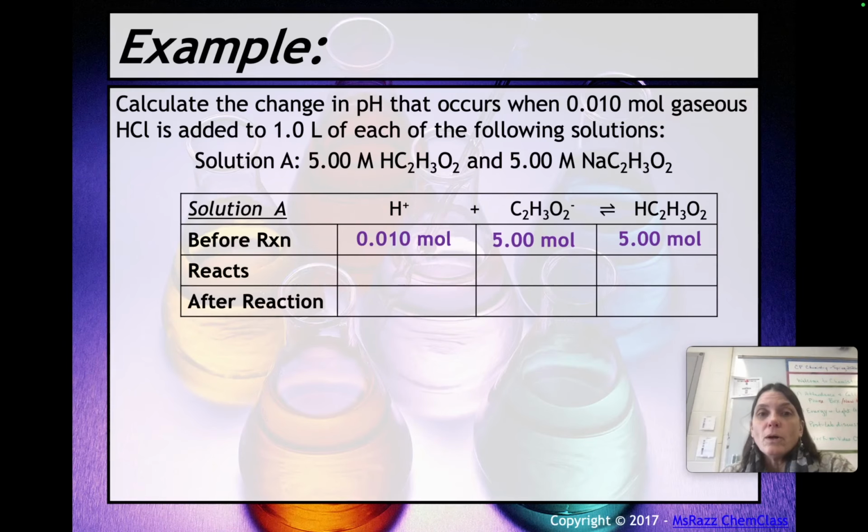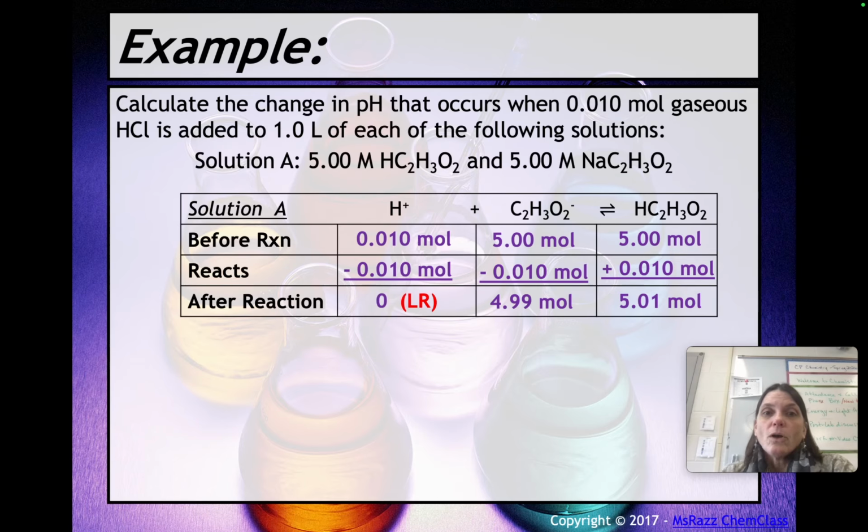We're going to react 0.01 moles of H+ with our 5 moles, because we have 1 liter of solution, so we know we have 5 moles. After the reaction happens, all the moles of H+ are used up, and that determines how much of the other things react. So the A minus goes down by 0.01 moles, and our HA goes up by 0.01 moles. Remember, when you add a strong acid, it's going to react with the conjugate base in the buffer system.